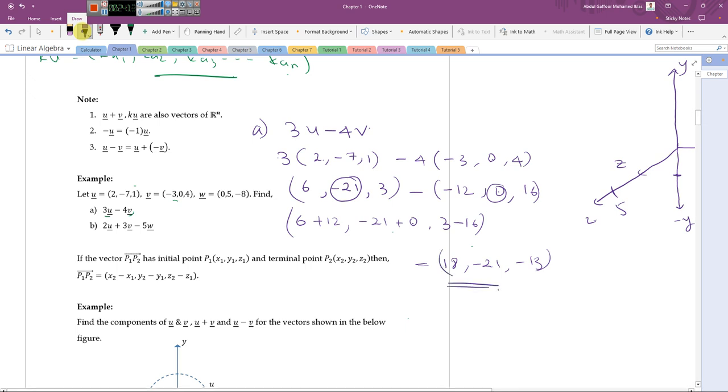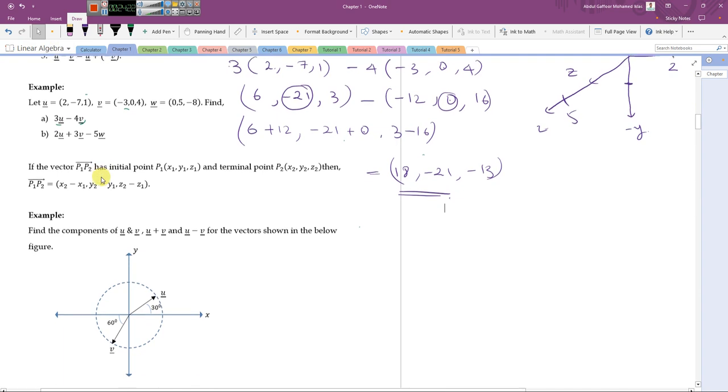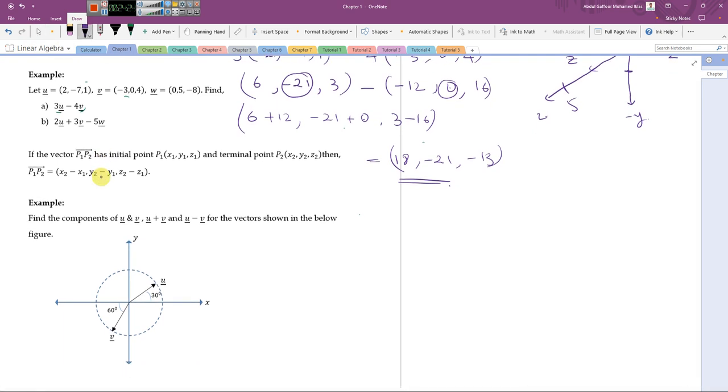Okay. Then now we will move to the B part, which says to do this sum. B part, 2u plus 3v minus 5w, right? Again you see here we have to perform 3 scalar multiplications, and the resultant vectors should be added and then subtracted, as in this expression.